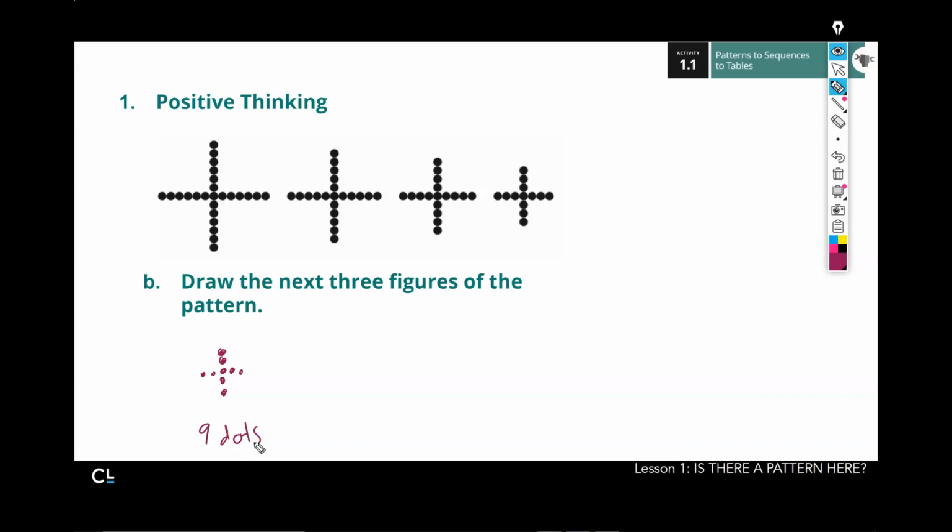Very messy. Not an artist. So the next one would have 4 fewer dots. So I'd have 5 dots. So let's see. I'd have 1 above, 1 in the middle, 1 below, 1 over here, 1 over there. 5 dots. Then the next one would be 4 fewer than that. So that would be 1 dot. Easy enough. I think I can draw that. 1 dot. Those are the next 3 figures in the pattern. So if you notice, we have to figure out what's going on in the pattern to predict what the next figures or numbers are going to be.